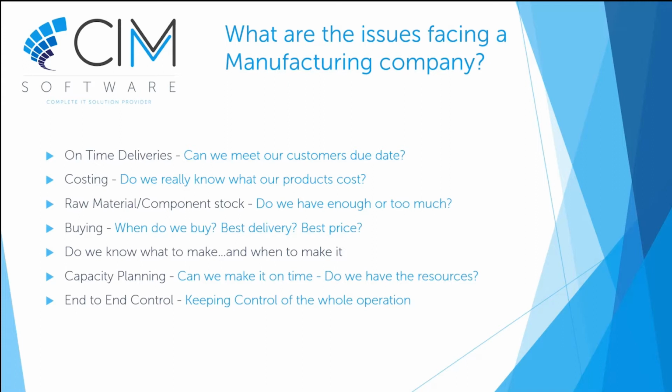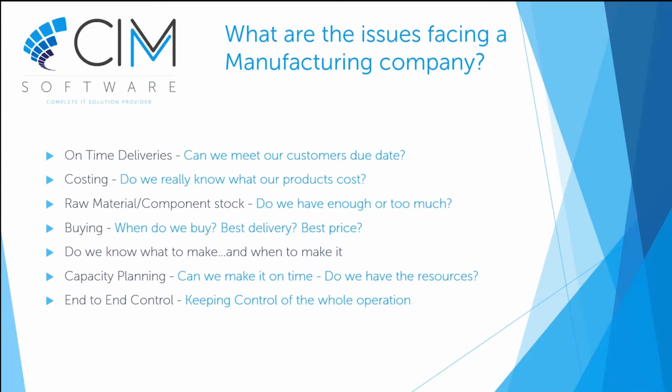Okay, raw materials, component stock, have we got enough? Have we got too much? If we've got too much, then accountants start to write that stock down. If we've not got enough, that can impact the on-time deliveries. Okay, buying, when do we buy? What's the best delivery? What's the best price? Who do we normally buy it from? Do we know when to make an item? Do we have the resources?